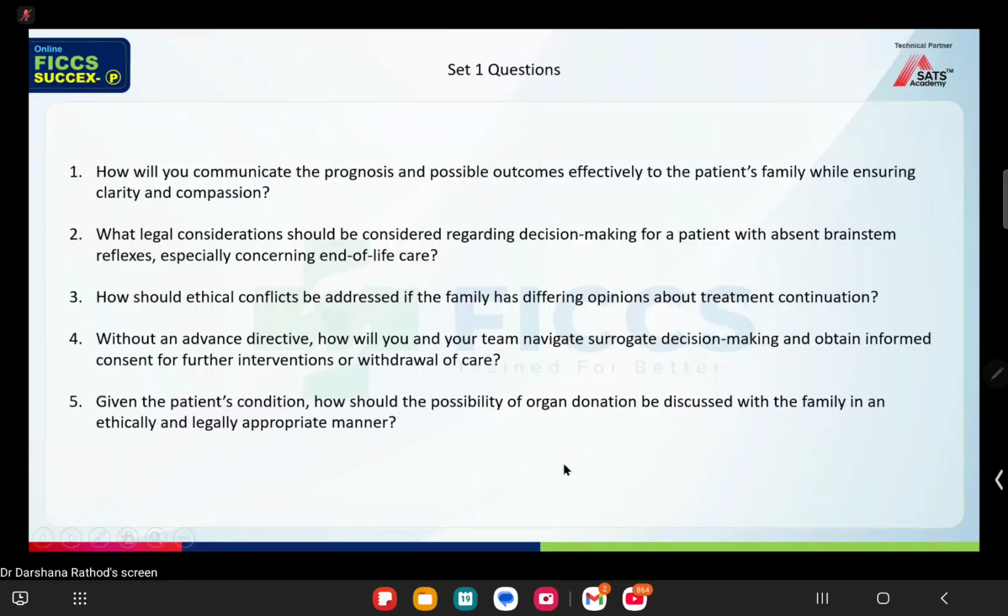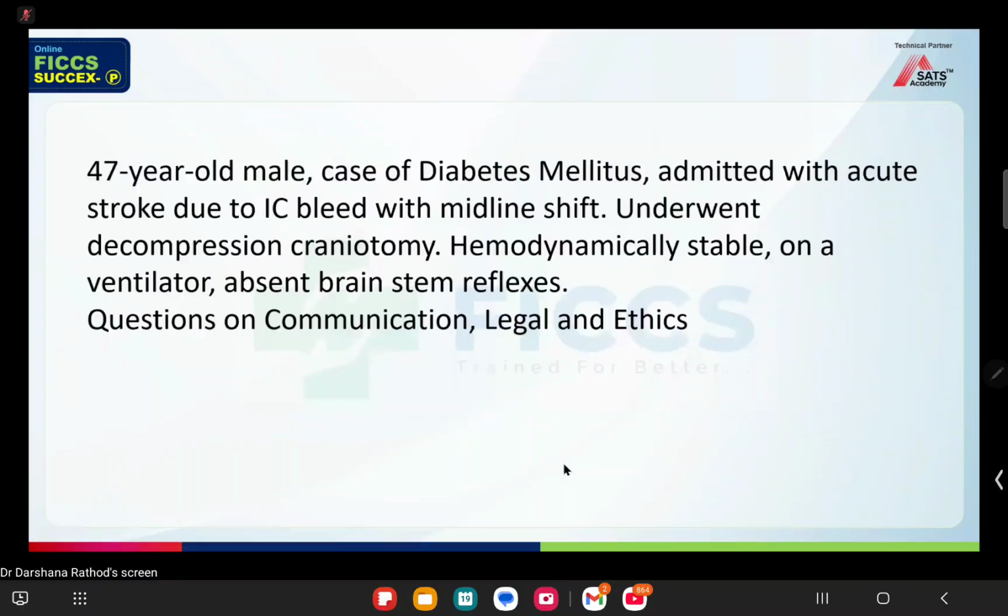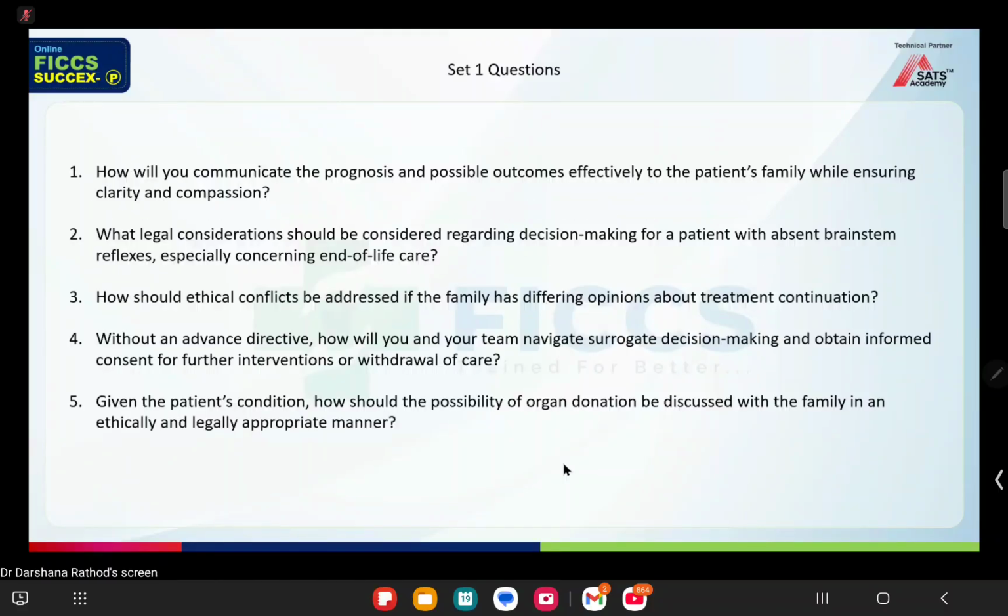Can I see the case again, madam? 47-year-old male, case of DM, admitted with acute stroke due to ICH bleed with midline shift, underwent decompression craniotomy, hemodynamically stable on a ventilator, absent brainstem reflexes. Okay. So there are these questions on communication, legal, and ethics. First question is, how will you communicate the prognosis and possible outcomes effectively to the patient's family while ensuring clarity and compassion? He is going to talk to you. You are the relative, and he is the doctor communicating, the ICU critical care physician. Go ahead.